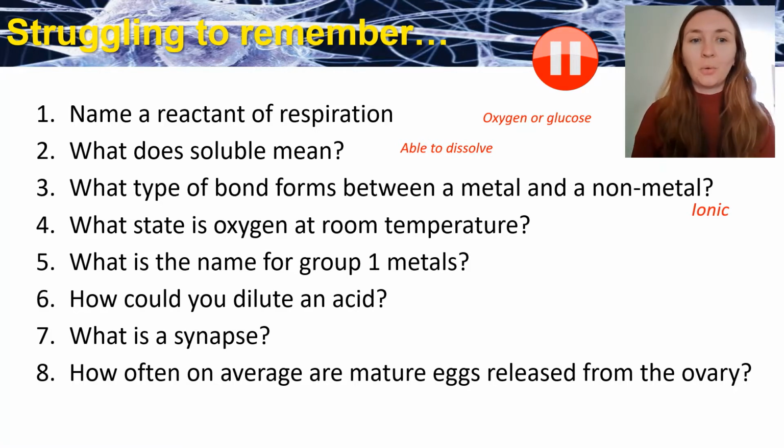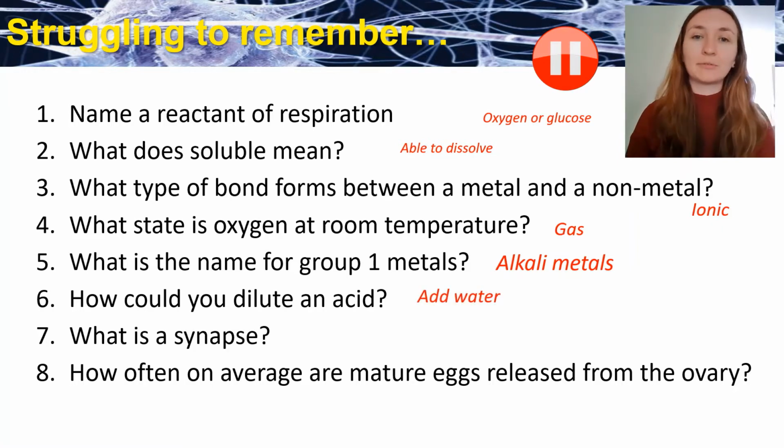Question 4, what state is oxygen at room temperature? Oxygen is a gas. Question 5, what is the name for group 1 metals? They are called the alkali metals. We'll explore why they're called the alkali metals in these series of lessons. Question 6, how could you dilute an acid? So to dilute something, you make it less concentrated, and therefore a good way of doing that is by adding water.